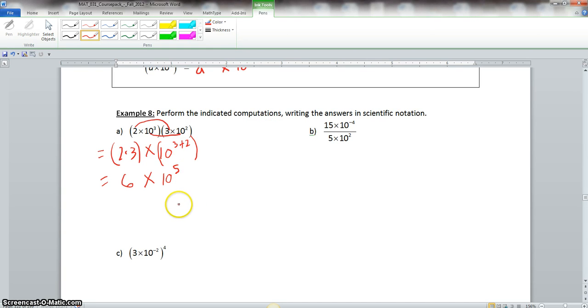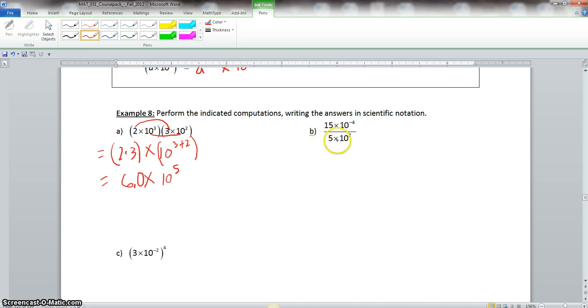Now, typically I would say this about scientific notation. Typically you're supposed to have at least one digit behind the decimal with scientific notation. Now, what I'm going to have you all do is just put that. So this will actually be 6.0 times 10 to the 5th power.